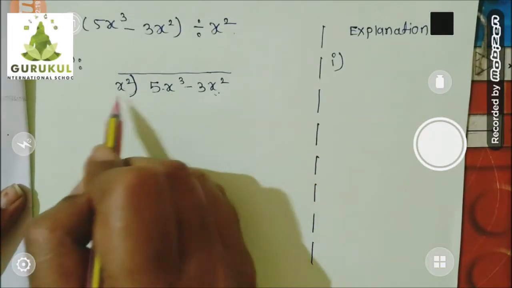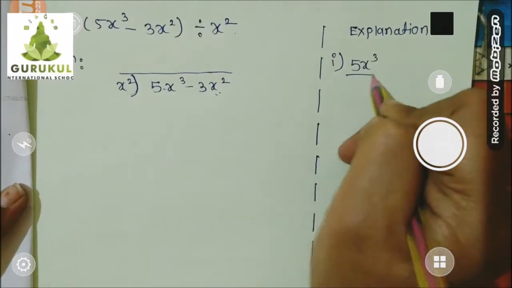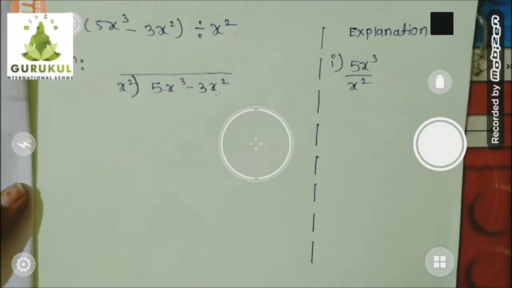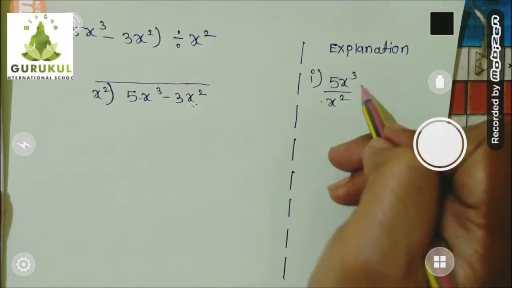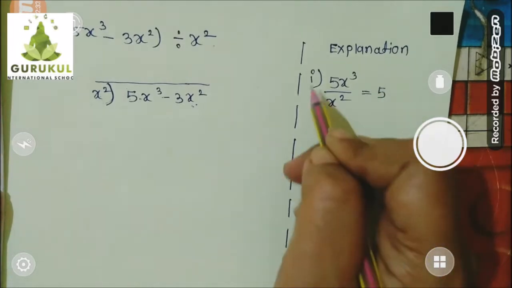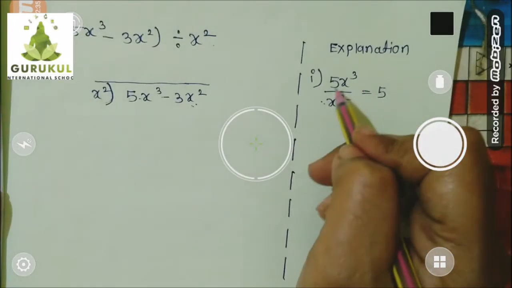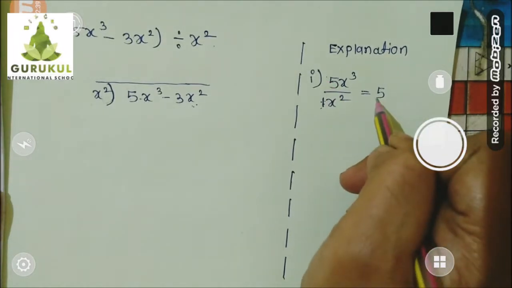5x cube divided by x square. I will do it over here. Now you are aware how to divide. Children, first number divided by number, but here only 5 is there. 5 upon 1, it means only 5 is there. No need to cut. No number means it is 1. You know very well. So 5 upon 1 means 5 only.